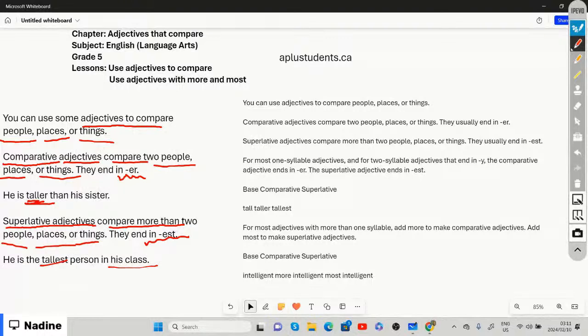And when it comes to comparative adjectives, you can use adjectives to compare people, places, or things. The comparative adjective compares two people, places, or things and ends in er. Then we have superlative adjectives, which compare more than two people, places, or things, and they usually end in est.